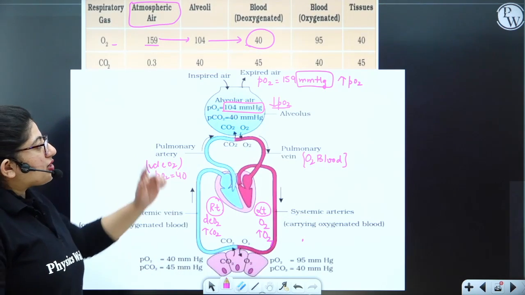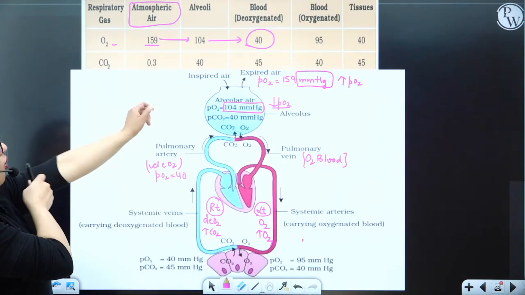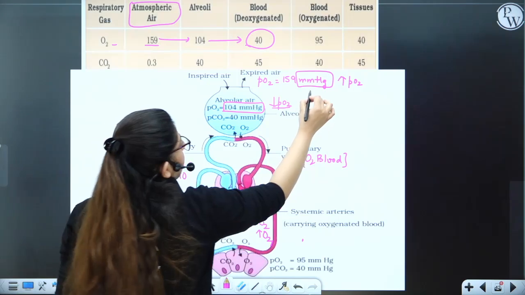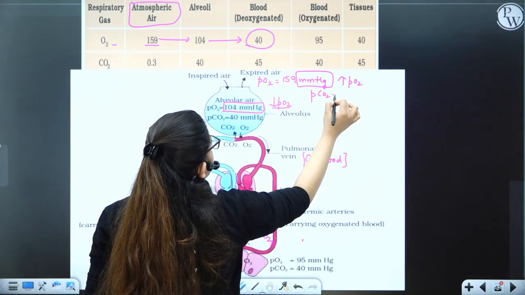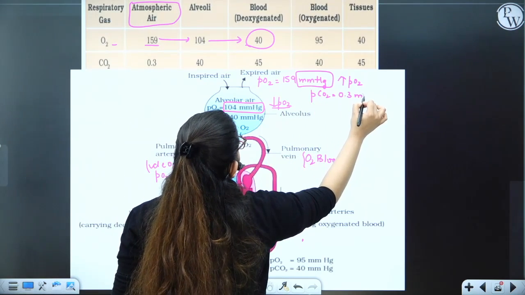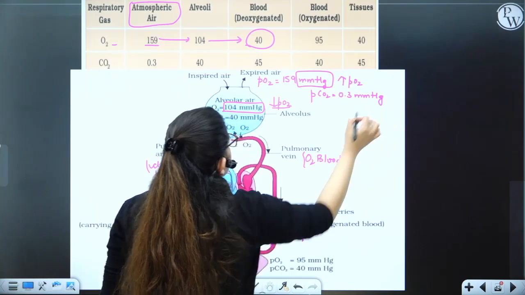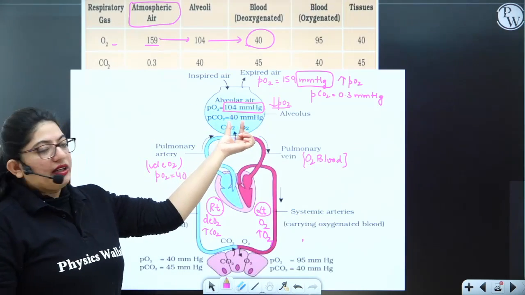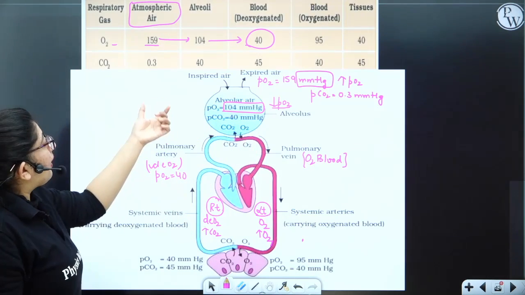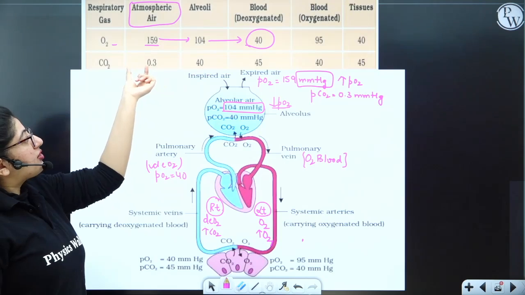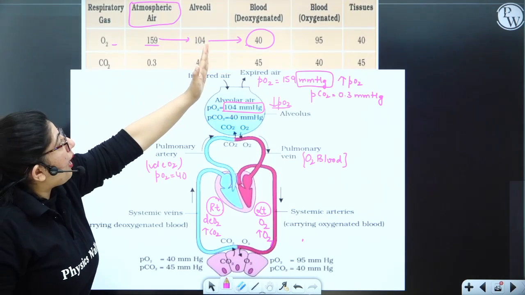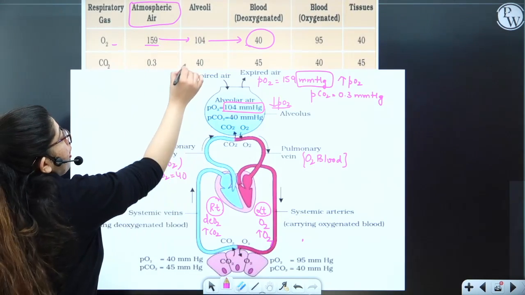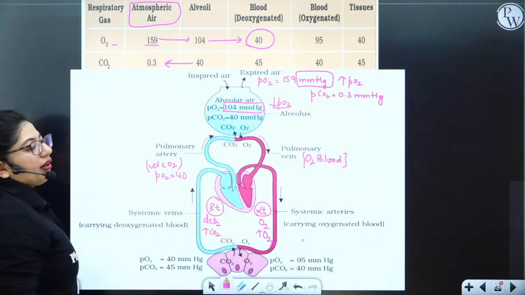Fine. So as the partial pressure of oxygen is higher here and lower here, the oxygen will move in. Let's talk about CO2. If I talk about CO2 in atmosphere, the CO2 in atmosphere is 0.3 mm of mercury, whereas the CO2 in the alveoli is 40. Now you know that 40 is greater and 0.3 is low. So from alveoli, the CO2 will move outside and that is into the air.